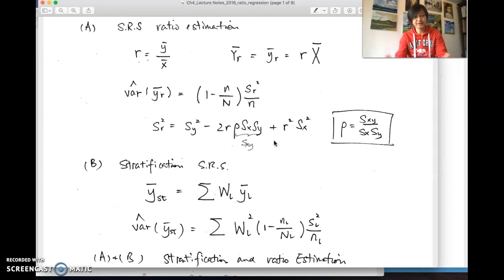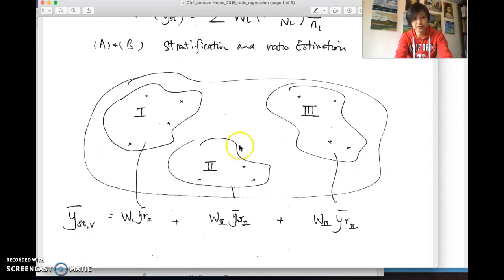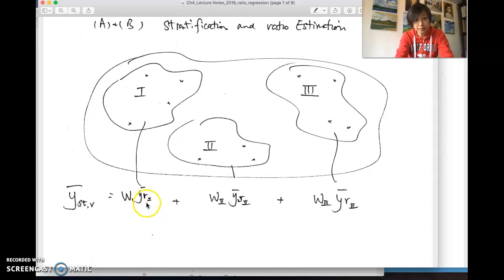Let's combine both methods, stratification and ratio estimation. So if I divide the population into, let's say, 3 strata, then I can look at stratum 1. I estimate y bar 1 for this stratum using ratio estimation. I estimate y bar 2 using ratio estimation. And that's for stratum 3. Within each stratum, I would rely on additional information like the x value to help me estimate my y bar. Add up all 3 y bars weighted by the population weights. So this is called the overall population y bar estimate under this ratio stratification.